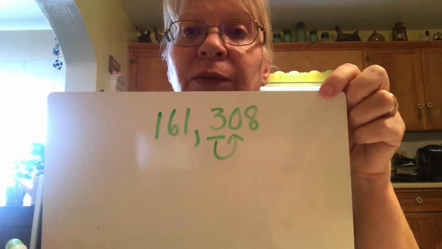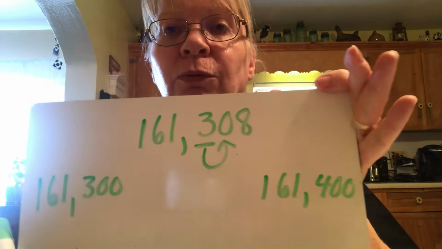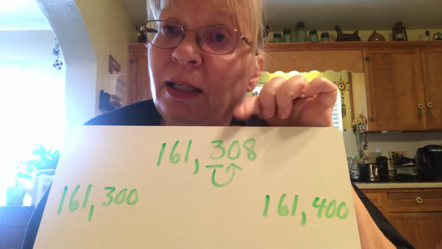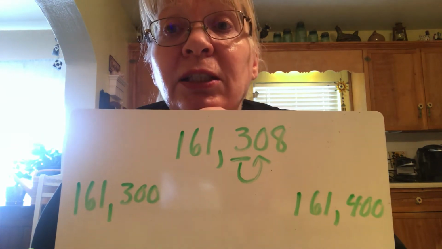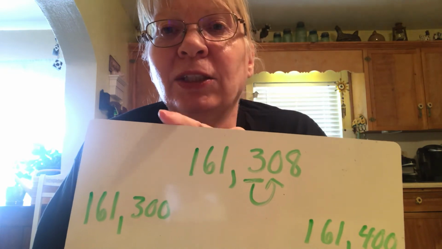And let me do one that's even bigger than that. 161,308. That's a big number. The 3 is in the hundreds place, and I'm going to draw a line to the 0 in the tens place. So we have to decide, is this closer to 161,300 or 161,400? If we follow our rule, we look on the right, and that number is 0. So 0 is in the 4 or less category, which means we're going to stay over here at 161,300. That's the closest one.